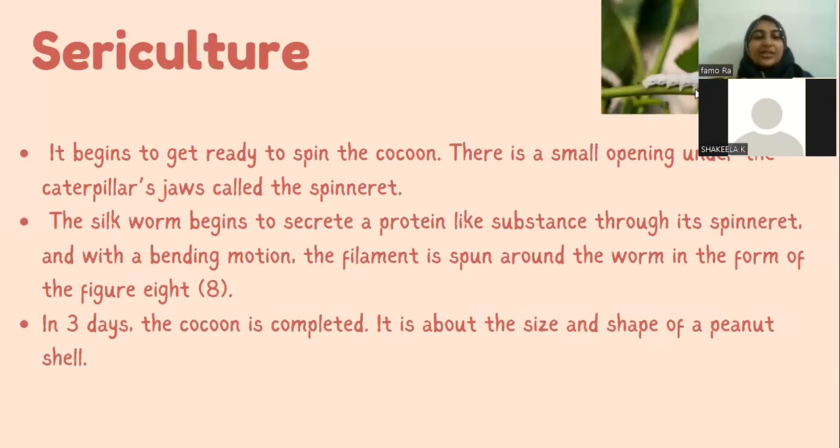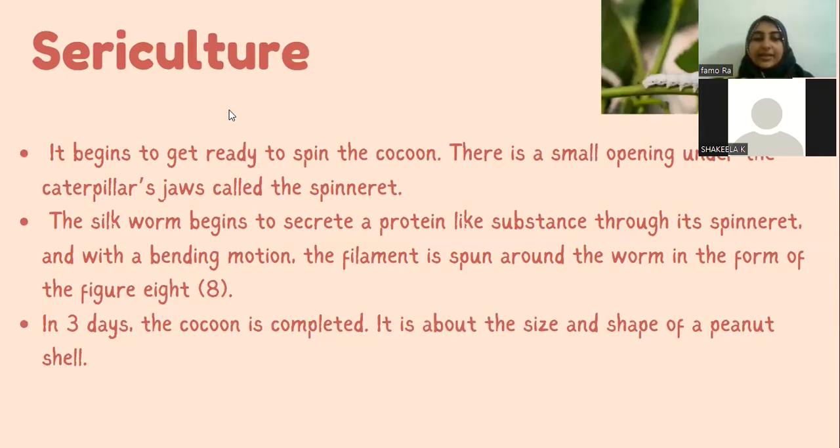The silkworm begins to secrete a protein-like substance through the spinneret, and with a bending motion, the filament is spun around the worm in the form of a figure 8. Just like that, the cocoon is produced. That is how it encircles the body of the caterpillar. Just like the figure 8, it goes in rounds and completely covers the silkworm.